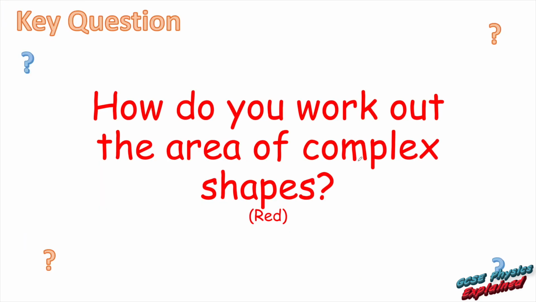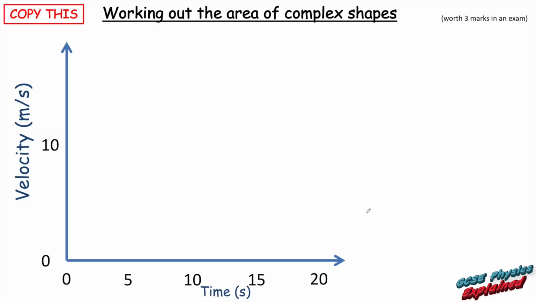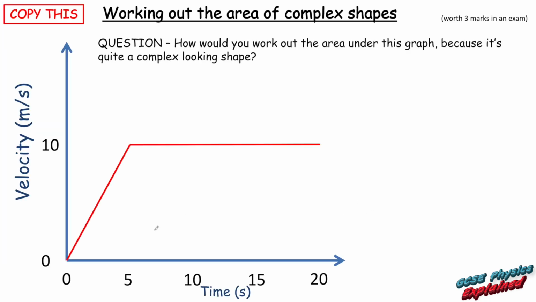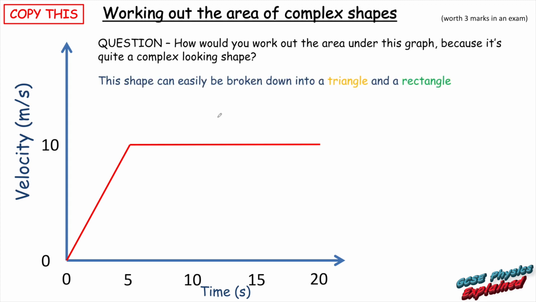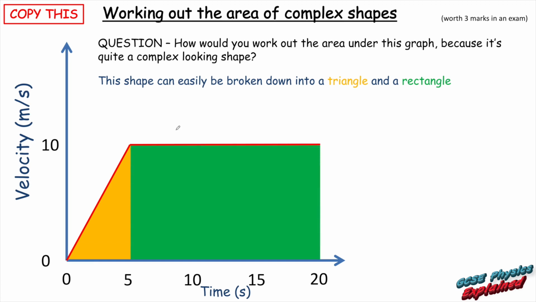How do you work out the area of complex shapes? So what if you rock up to an exam and it says work out the area under this graph, right? So this is an object is accelerated at a steady acceleration, and then it's travelled at a steady speed, steady velocity, 0 acceleration. So using what I've just taught you before, you need to have the confidence to be able to split this shape up into a triangle and a rectangle. And once you know that that's all you've got to do, then it's easy, isn't it?